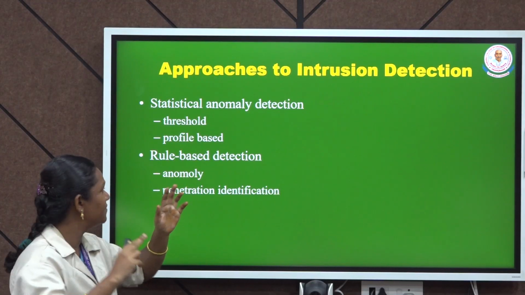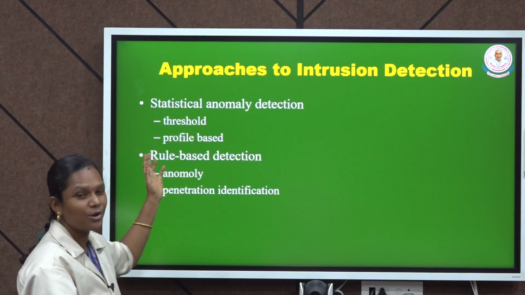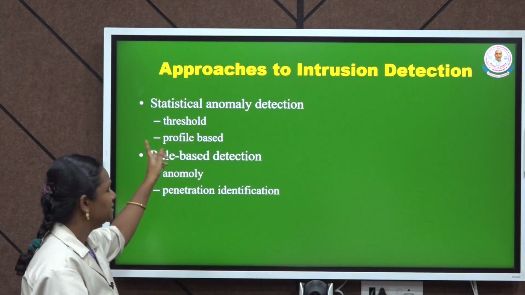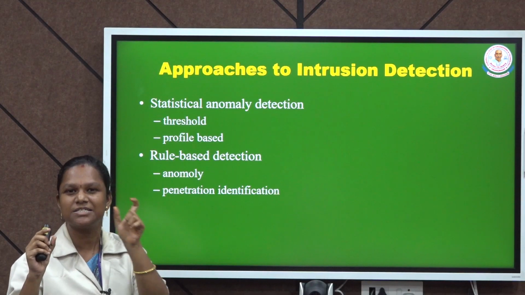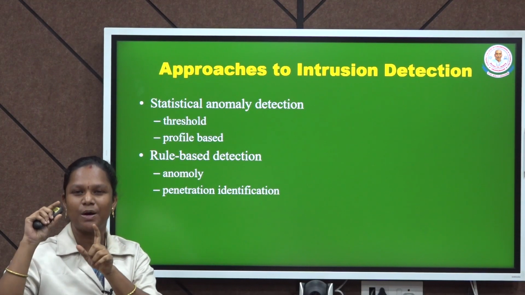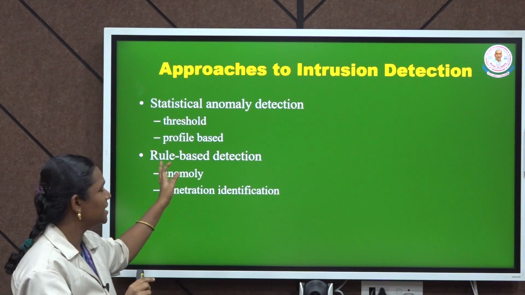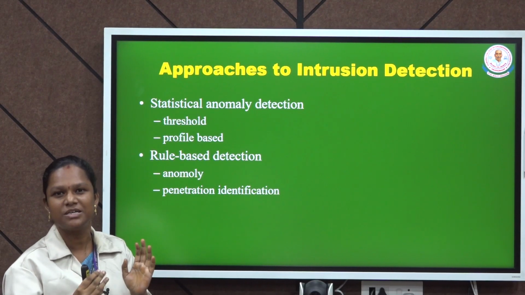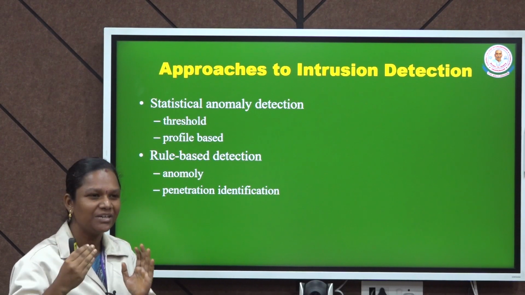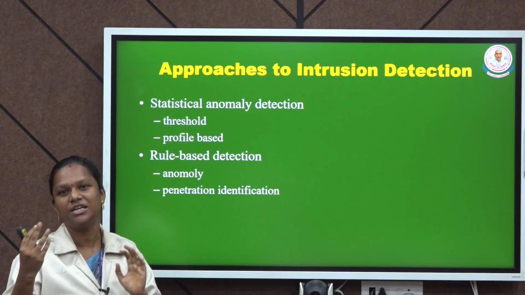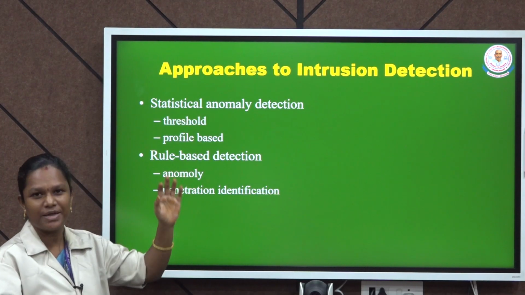It consists of two levels: threshold detection and profile based intrusion detection system. Threshold means we define the threshold level and set the boundary limit. This is called the threshold based intrusion detection system. Second one is profile based. Profile based means we develop the profile of the activity of each behavior of an intruder. This is called the profile based system.